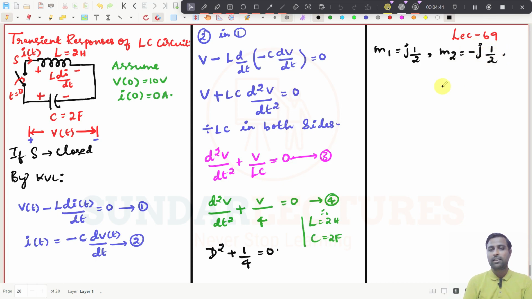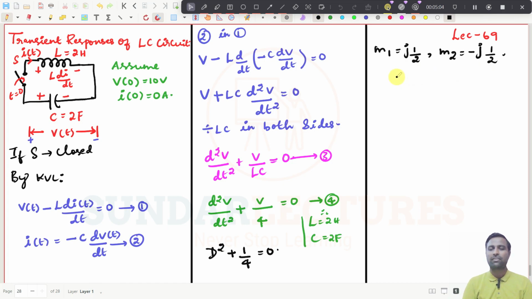Now you see, here you will get complex conjugate numbers, because there is no way to split this 1 by 4 into two terms so that we get real roots. These kinds of things we can easily understand. So here m1 and m2 are not equal.